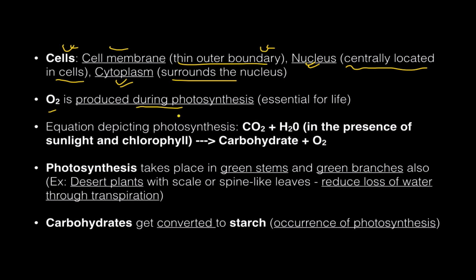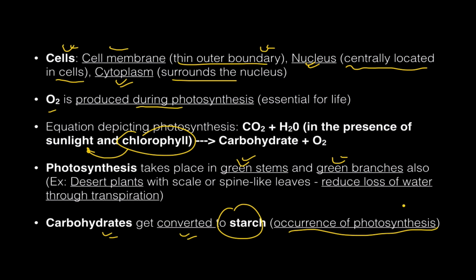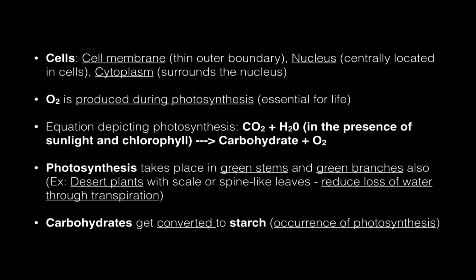Oxygen is produced during photosynthesis. Equation is already given. Chlorophyll fixes the sunlight. Photosynthesis takes place in green stems also, green branches also. Obviously I have told you, to reduce the loss of water, cactus has it and other desert plants also have it. Carbohydrates are converted to starch after photosynthesis. So this is basic, which we have covered already.